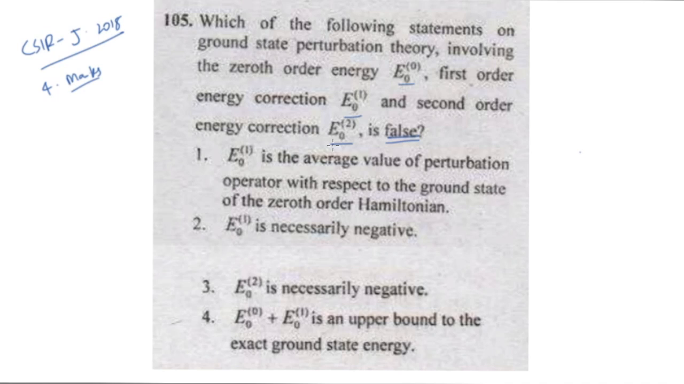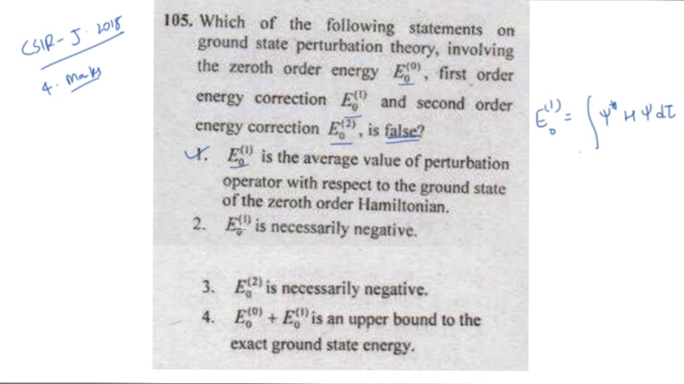Now it says you have different points over here. The first point says that the energy is an average value of the perturbation operator with respect to the ground state of the zeroth order Hamiltonian. This is for the first order energy, and that's true. Why? Because for the first order, if you remember, we write it like this: psi star H psi d tau. We are actually calculating the average value of it. So the first statement is correct. It's not false, it's true.